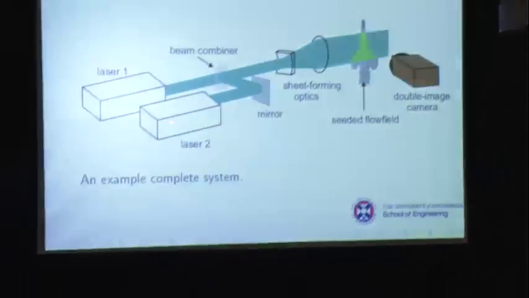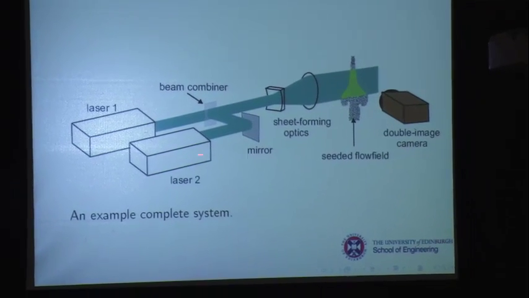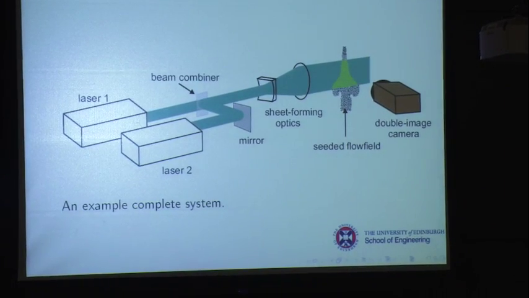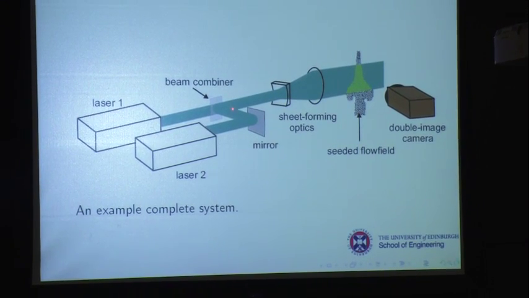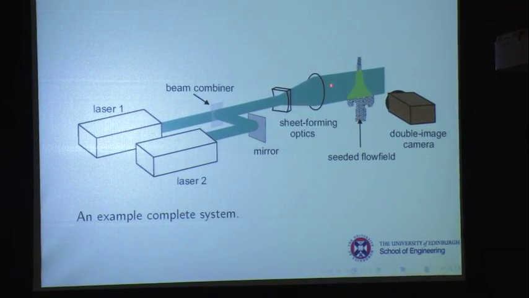So I showed this before. Here's a typical system where you have two lasers. The pulses from these lasers are separated in time by some sort of controllable delay. You combine them into one beam, make a sheet, go through here, and use a double image camera.